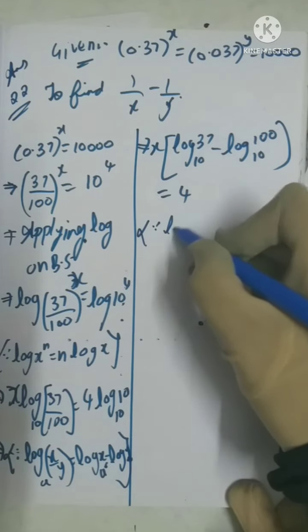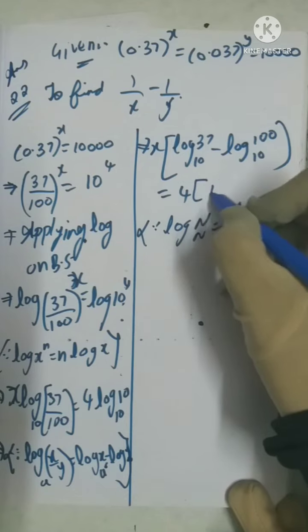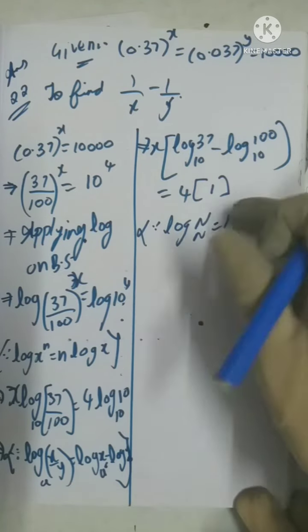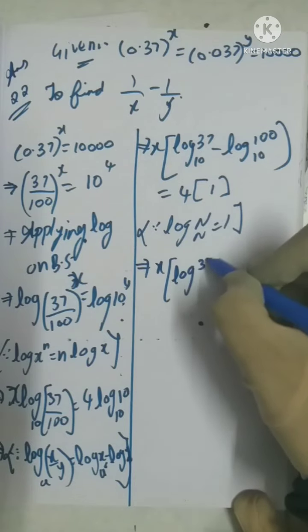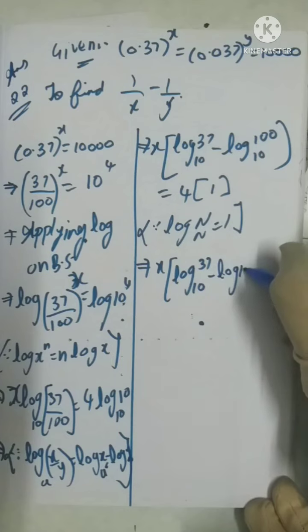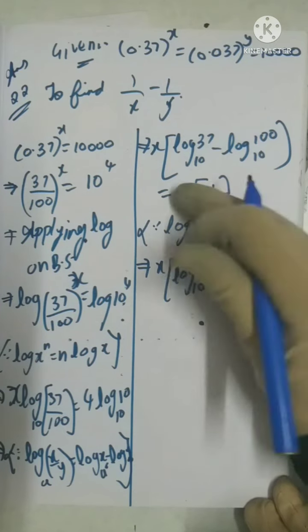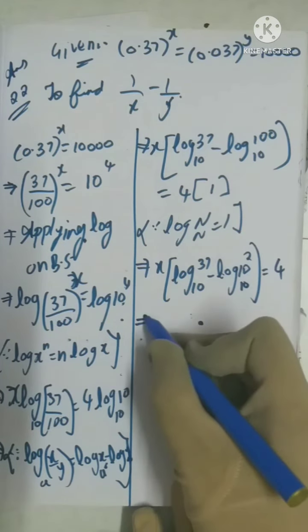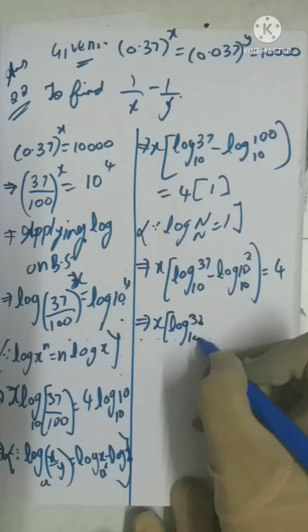What is log n to the base n? It is 1. So 4 into 1 I'll write in place of log 10 to the base 10. Now I have x into log 37 to the base 10 minus log 100, which can be written as 10 square, because 10 tens are 100. That equals 4 ones are 4.